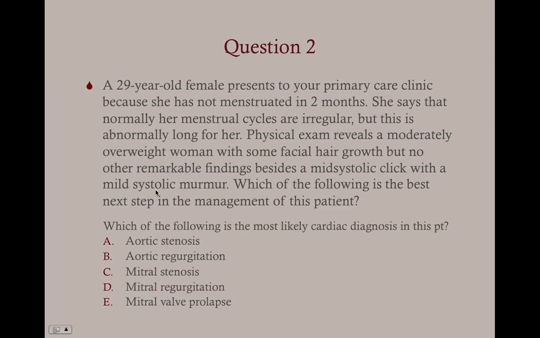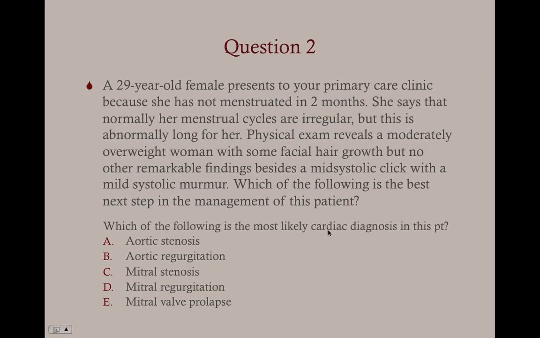Okay. So question 2, a 29-year-old female presents to your primary care clinic because she has not menstruated in 2 months. She says that normally her menstrual cycles are irregular, but this is abnormally long for her. Physical exam reveals a moderately overweight woman with some facial hair growth, but no other remarkable findings besides a mid-systolic click with a mild systolic murmur. Which of the following is the most likely cardiac diagnosis in this patient? So ignore that part.